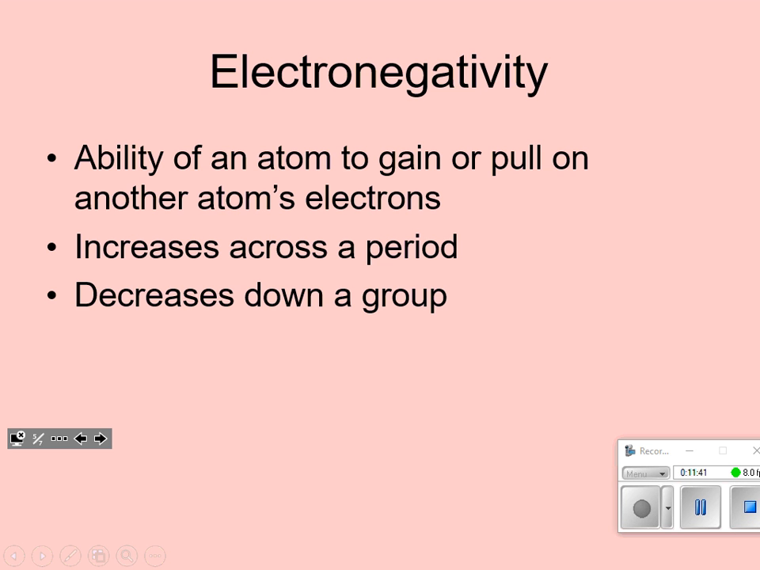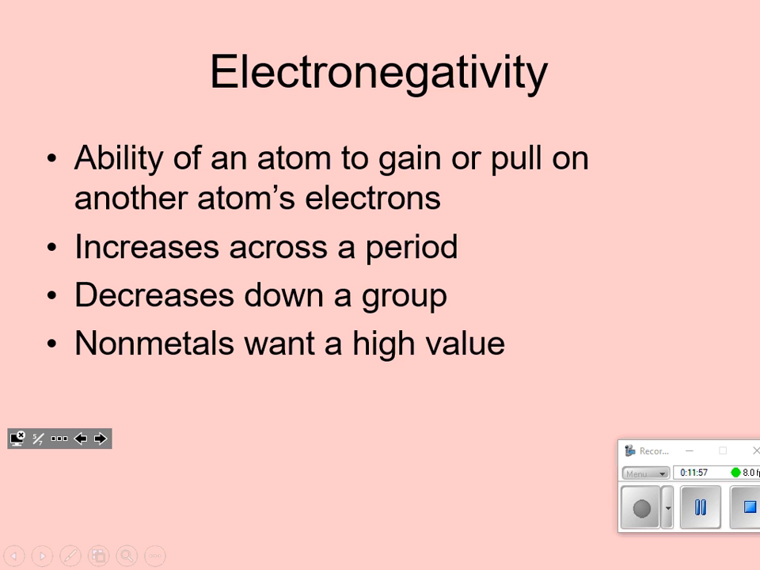As you go down the periodic table, however, you get larger. You have more shells of electrons, sometimes referred to as electron shielding. And if that's the case, it's harder for you now to attract electrons from a neighboring atom. That's why as you go down the group, electronegativity decreases.